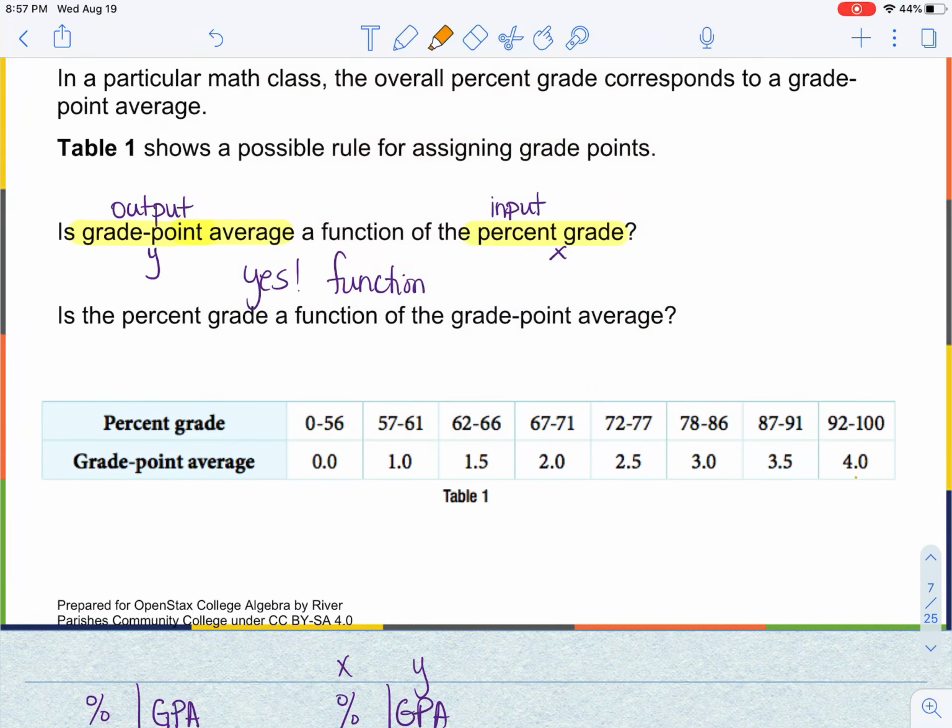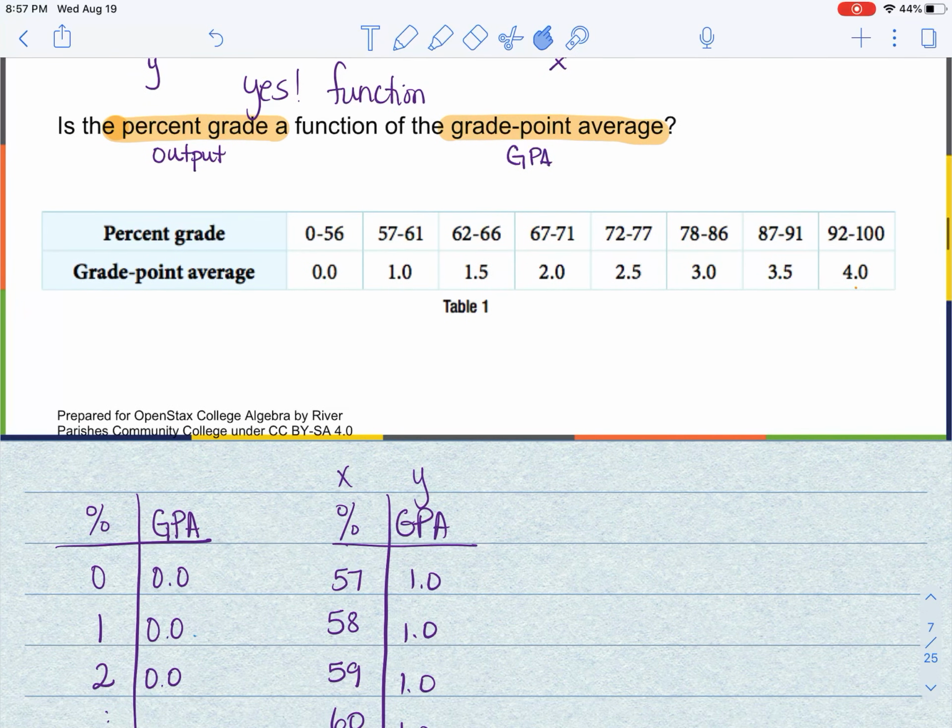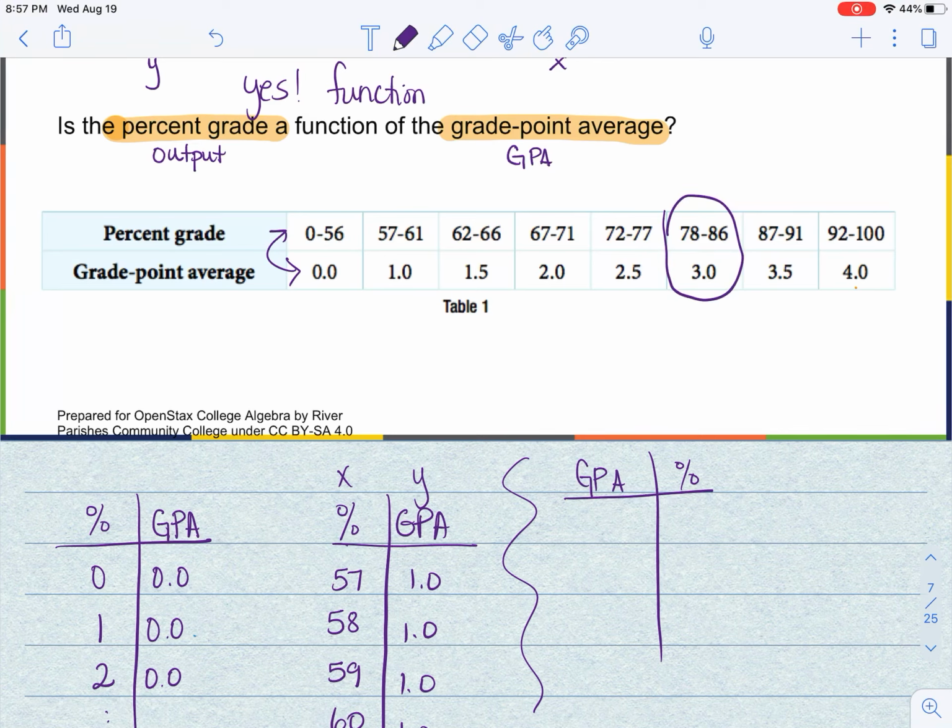Now, if we reverse it and we say, is the percent grade a function of the GPA? In this case, the percent grade is the output, and the grade point average is the input. So basically, we're reversing this. We have GPA coming first, and then the output, which is the percent grade. Now, instead of listing the whole thing, I'll just take part of it. Let's just look at this part.